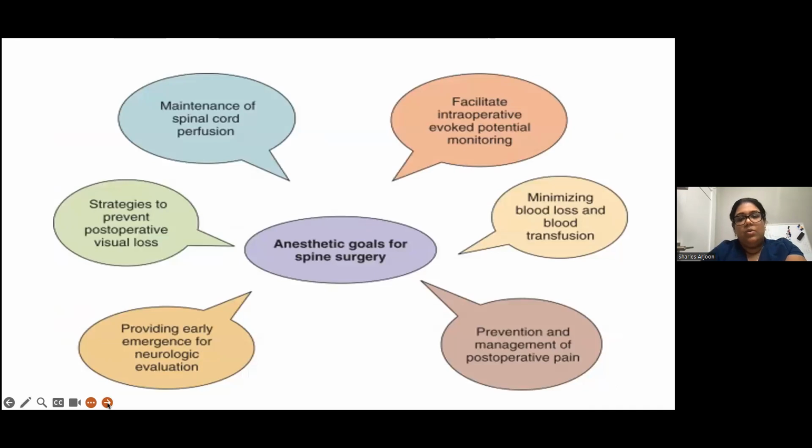With regards to spinal surgery, we want to facilitate intraoperative evoked potential monitoring, and this would be further discussed in part 2 of this talk; minimize blood loss and blood transfusions; prevent and manage postoperative pain; provide early emergence for neurologic evaluation; use strategies to prevent postoperative visual loss; and maintain spinal cord perfusion.